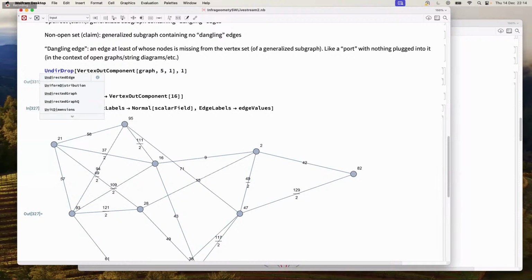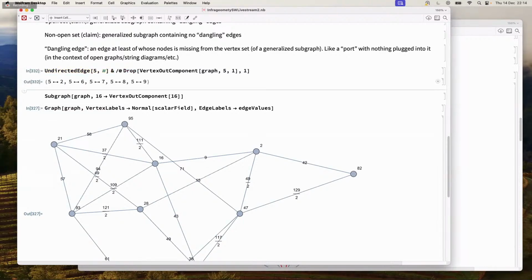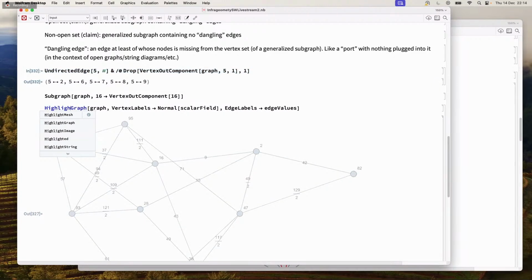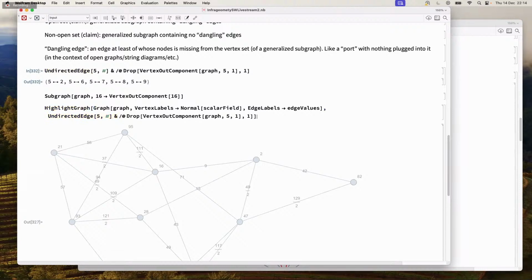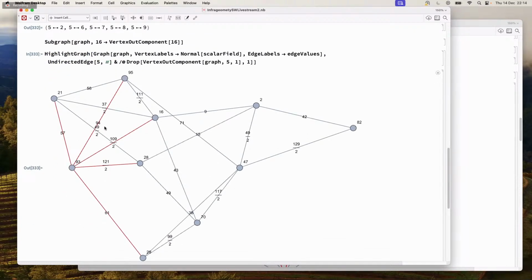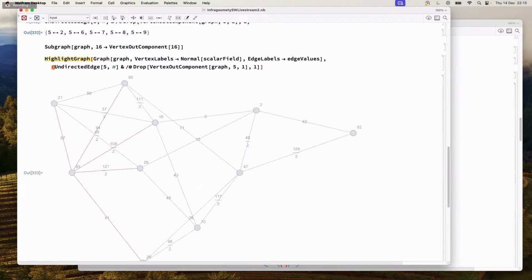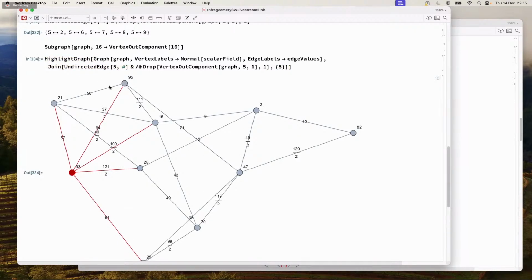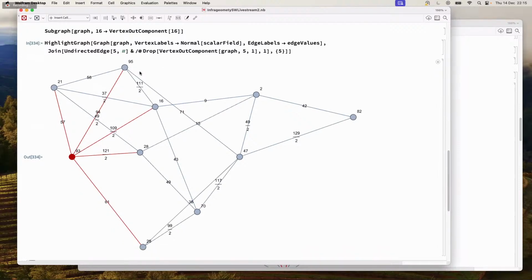So if I just do undirected edge, 5, hash. Yep. And so if I take highlight graph, that. Okay, so then if I do, no, wait, I want to do join that with, there we go. Okay, so that would be an open set, I think. Right? Yep. I agree. Yes.